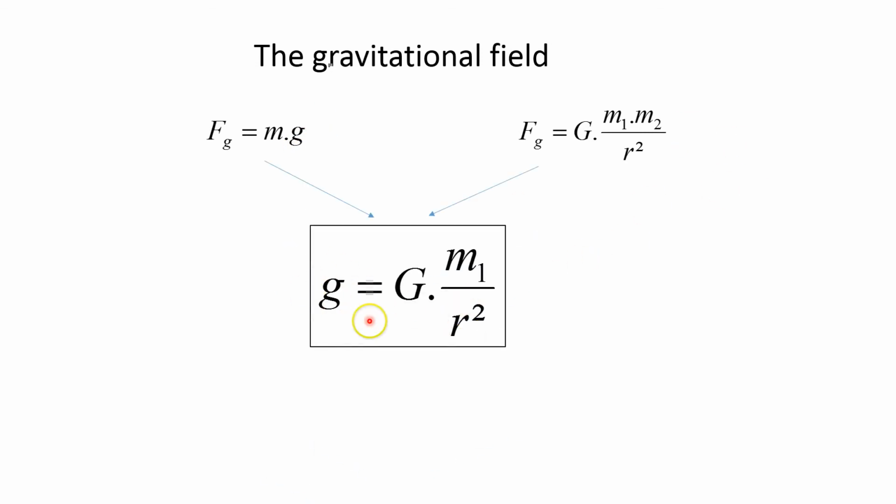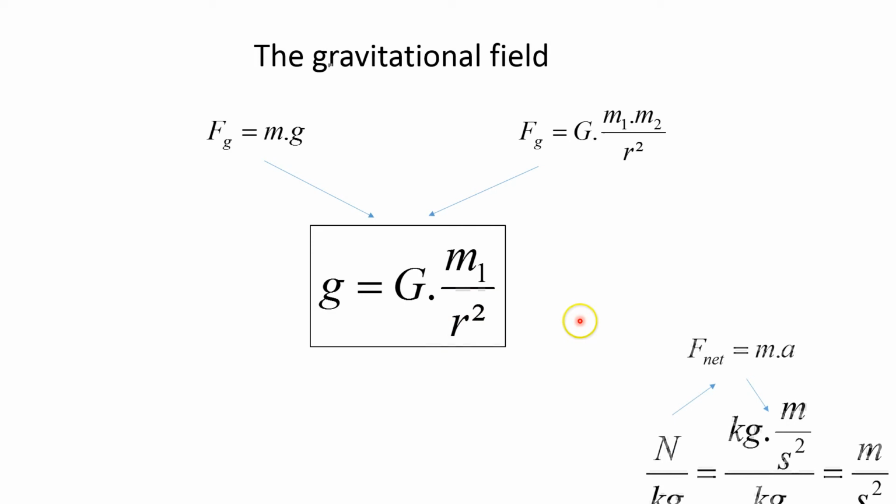Which means we can see these two formulas as equal, and so we have a formula in fact to calculate our gravitational field, which is the universal gravity constant times the mass of the object creating the field divided by the radius squared.